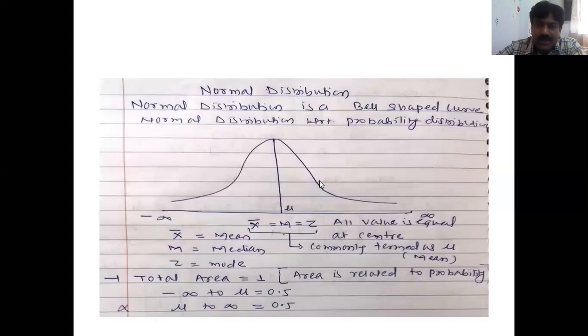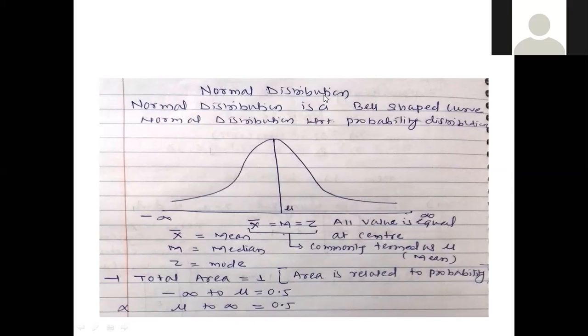Okay, so we'll start with the first, that is normal distribution. So what is normal distribution actually? A normal distribution is a bell-shaped curve. Now this shape is a bell-shaped curve. Normal distribution is a bell-shaped curve.